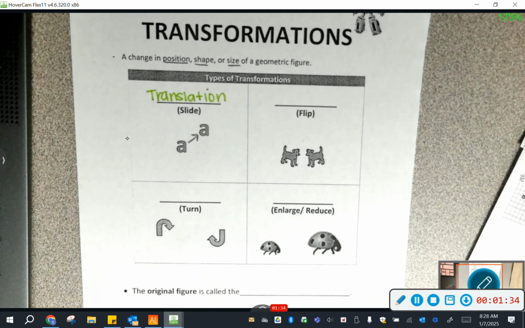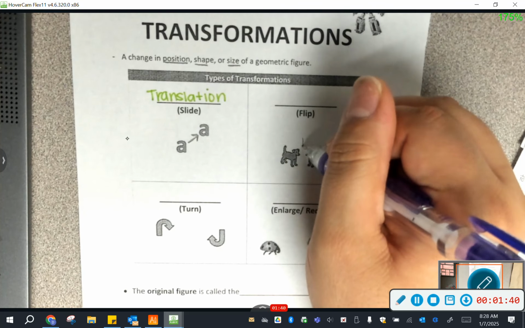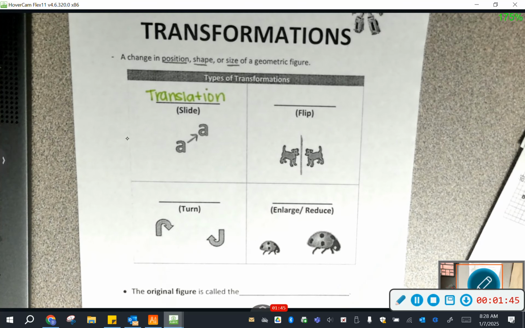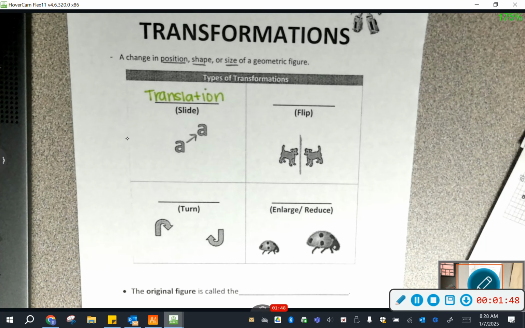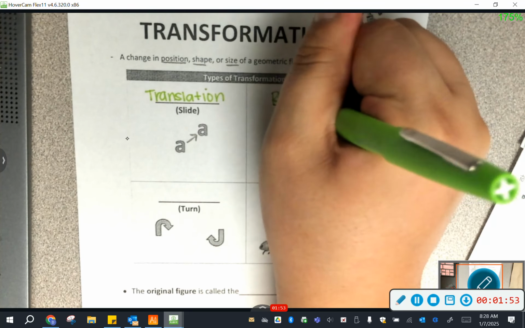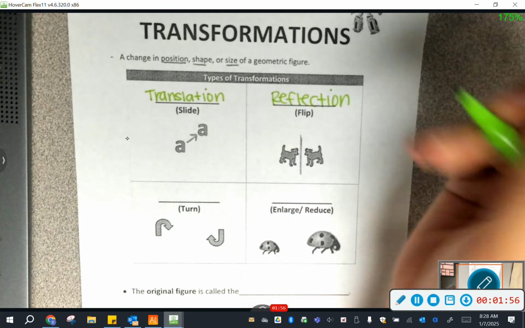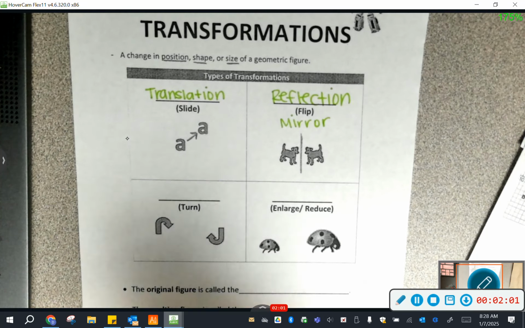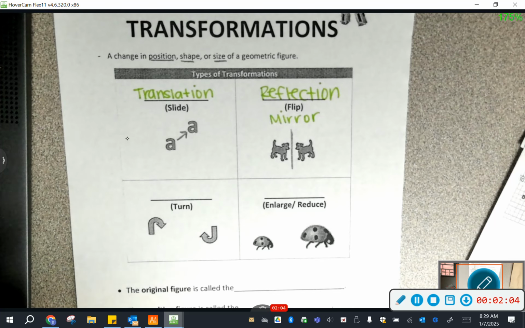Next, what does it mean to flip? I'm going to draw a line in between these 2 dogs. Doesn't it look like the dog is looking in the mirror? When you look in a mirror, what are you looking at? Your reflection. Reflection means to flip or mirror. Can y'all please add that line between the 2 dogs? That is a reflection. So anytime it's flipped over a line, that's a reflection.